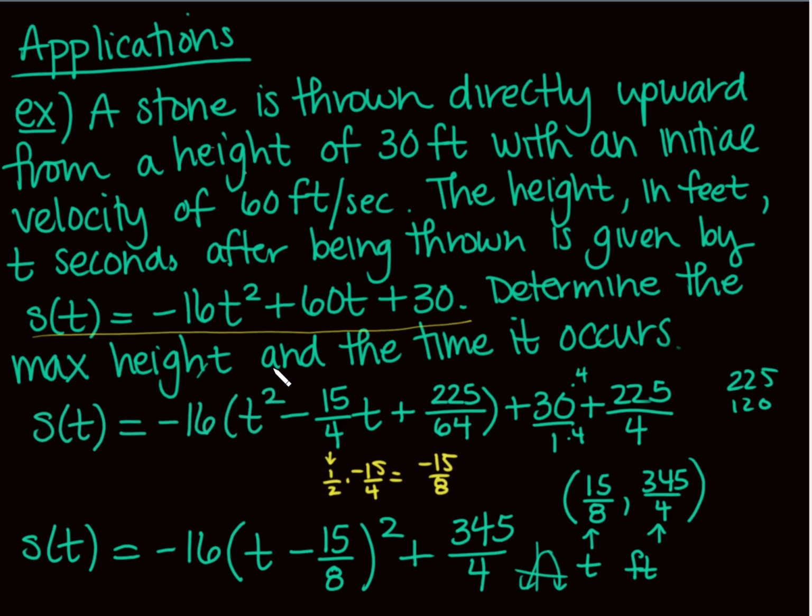So the maximum height, if I divide that out, I'm running out of room here, I would write this in a beautiful sentence, is 86.25 feet. That's my maximum height, okay? And where does it occur? It occurs at this time value right here. So almost 2 seconds, 1.875 seconds. Sorry. You would write this in a beautiful sentence: the maximum height of the stone is 86.25 feet, and it occurs at 1.875 seconds after being thrown. Does that make sense? I hope that makes sense.